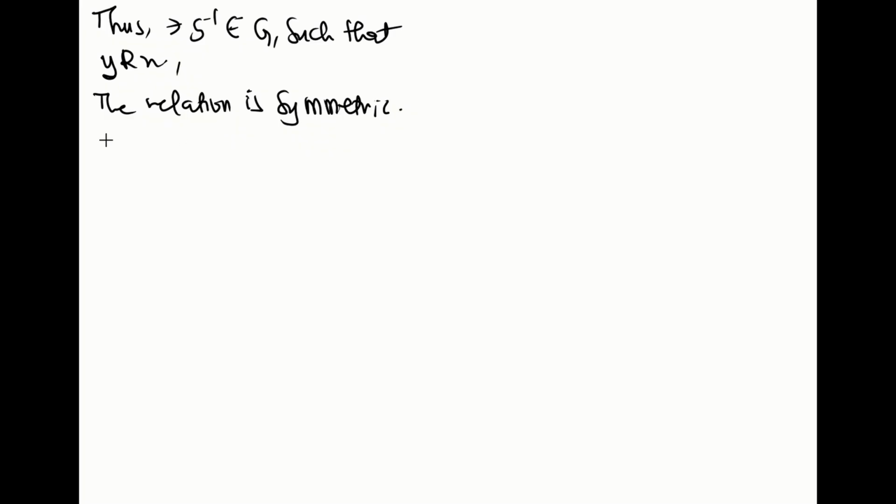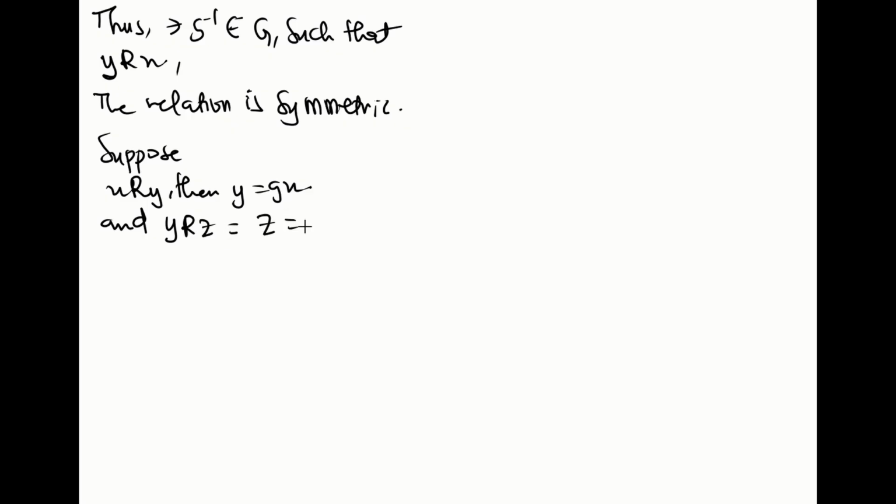So suppose x relates to y. Then we can see that y is equal to gx. And also we are supposing that our y relates to z. If y relates to z, it means that z is equal to gy. Then we are trying to prove that our x relates to z. How do we do that?